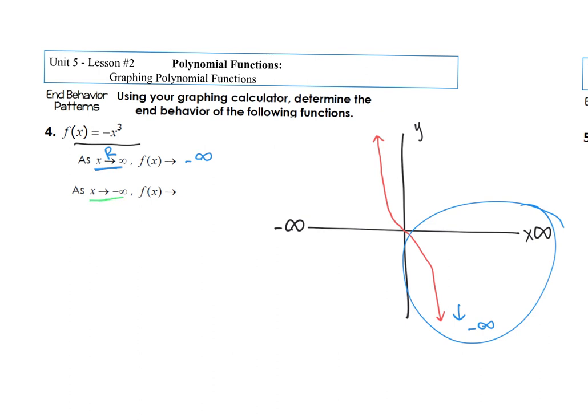Okay, and then as x approaches negative infinity, that's our left side. Okay, so my left side, my graph's up here. We're ending up, which is positive infinity for y. And opposite answers because we end in opposite directions.